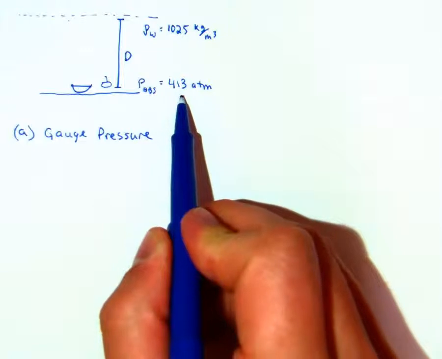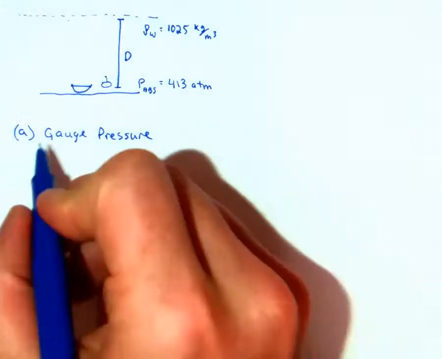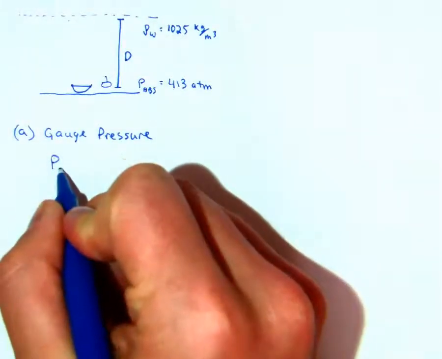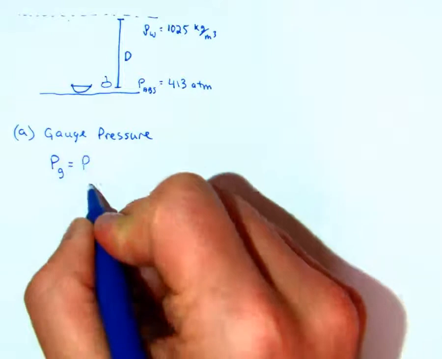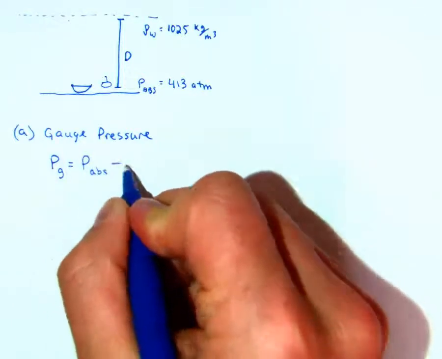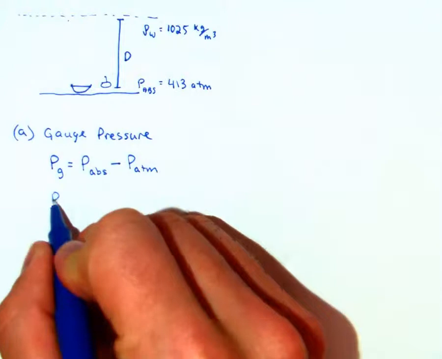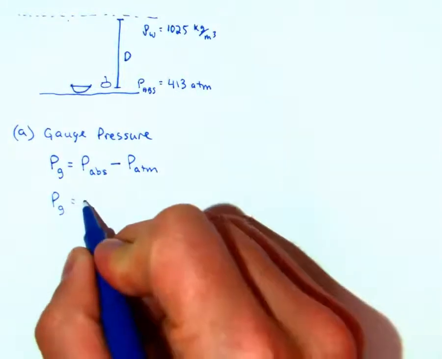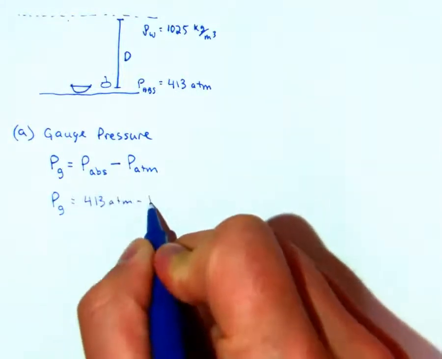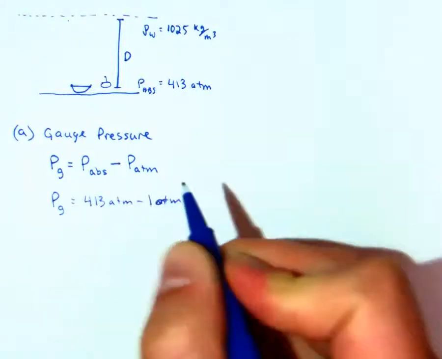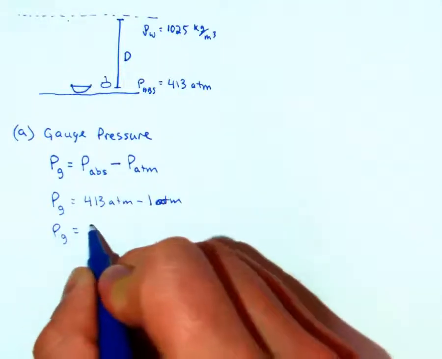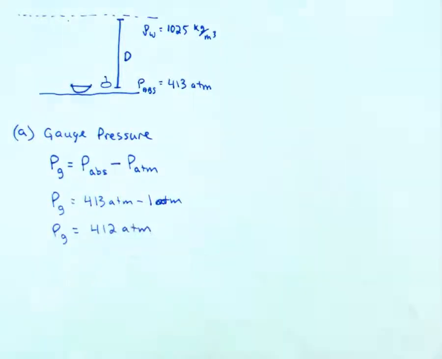This one is very easy. It's basically, do you understand the definition of gauge pressure? We know that the gauge pressure is equal to the absolute pressure minus 1 atmospheric pressure. The absolute pressure is 413 atmospheres minus 1 atmosphere, and we've got the gauge pressure at this ship to be 412 atmospheres.